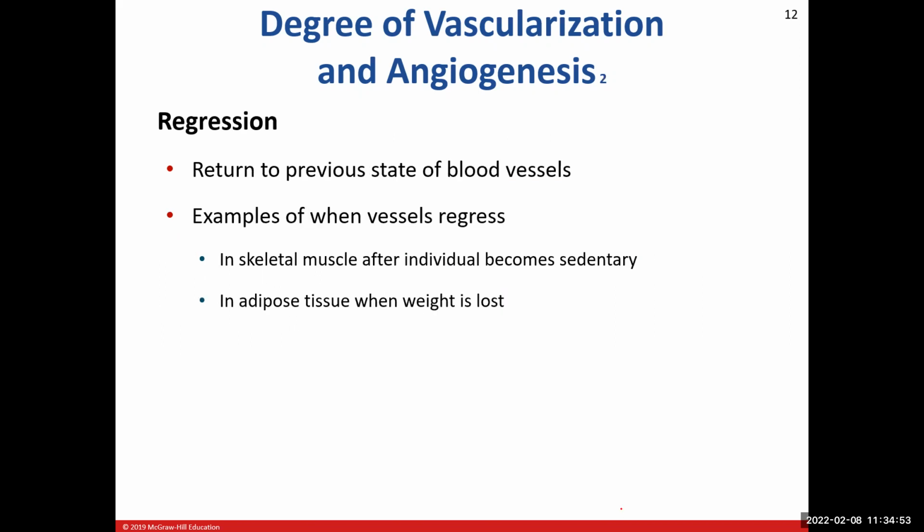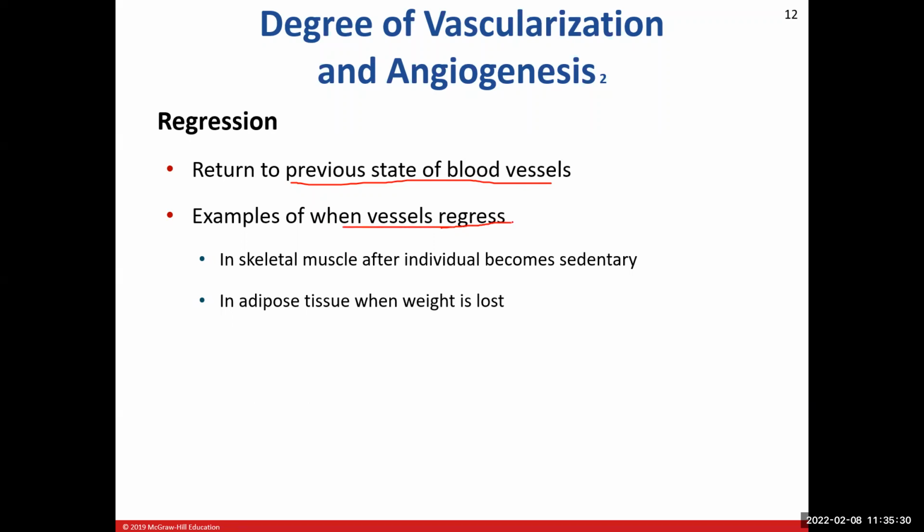What about regression? You know the saying, what goes up must come down. So say that person that gained all that weight and increased their angiogenesis goes on the Atkins diet or Weight Watchers and they start to lose weight. What will happen is they'll eventually return to that previous state of the blood vessels, because now they no longer have that extra tissue. So those vessels that they grew start to regress.